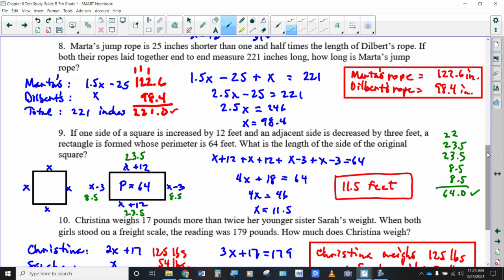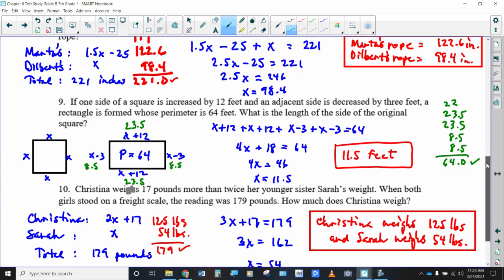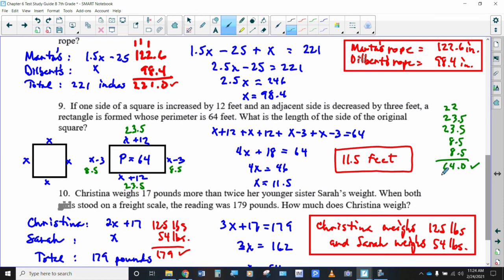Problem 9, problem 10, go ahead and take a look at those. And if you have any further questions about those, please contact me.